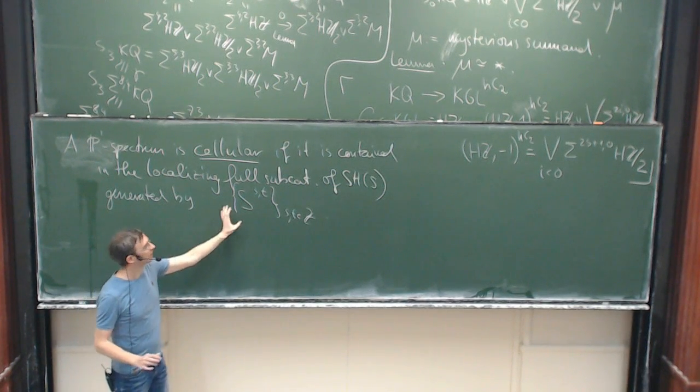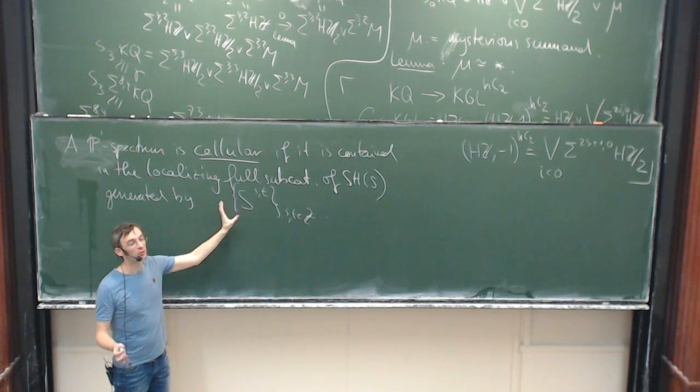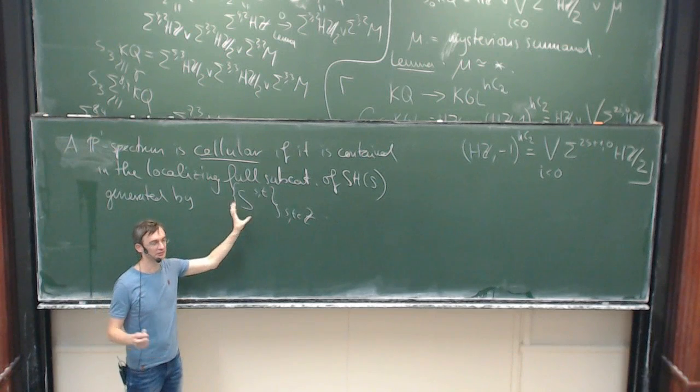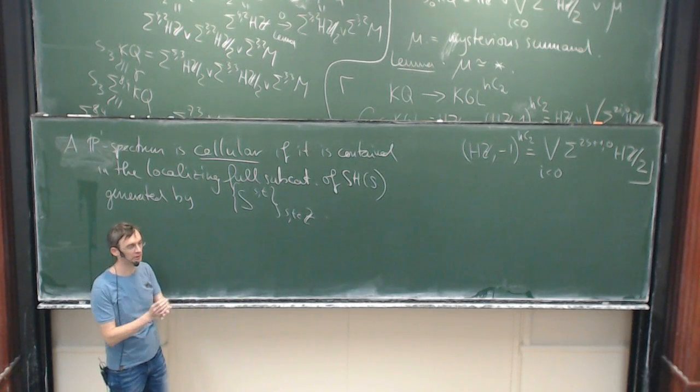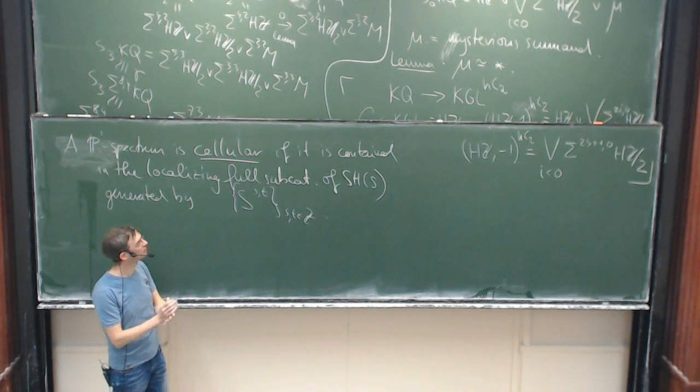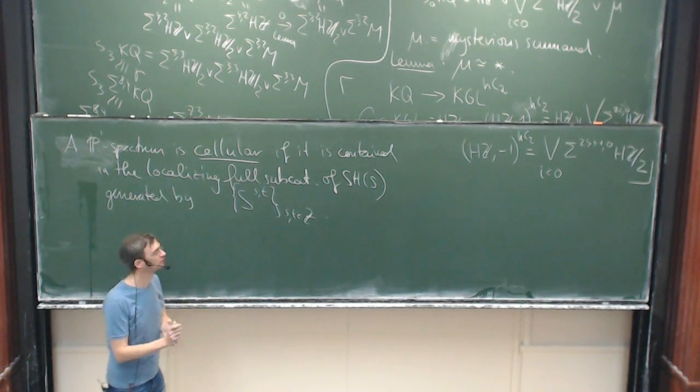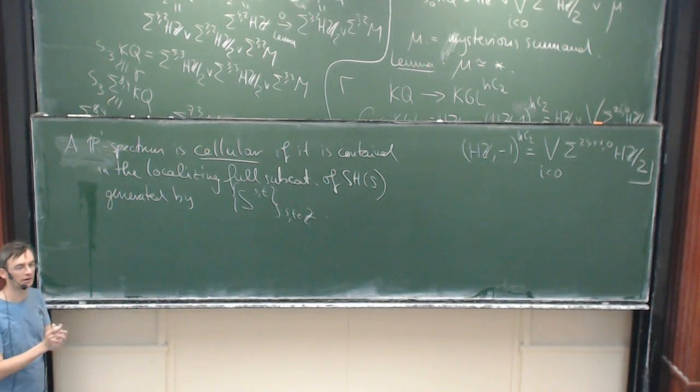Because no reasonable, interesting algebraic variety is cellular. Of course, there are some, but the majority of these do not seem to be cellular. Of course, you can start with elliptic curves, or curves of positive genus. They are not cellular.